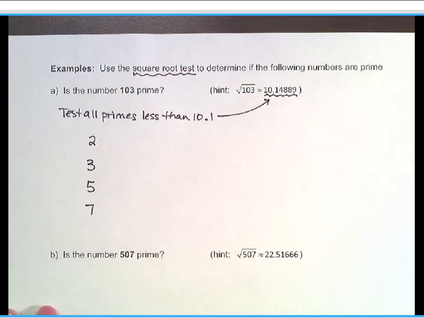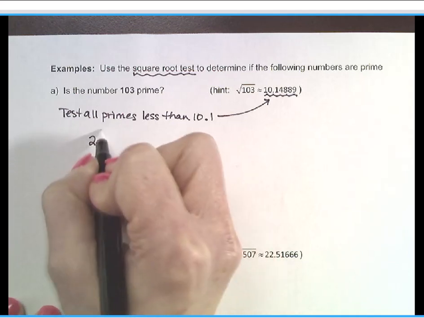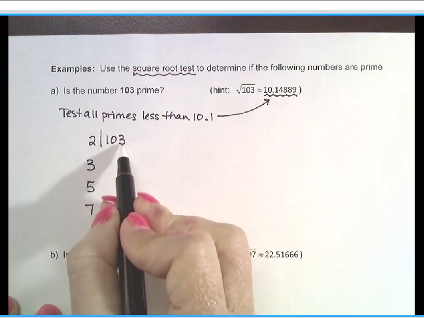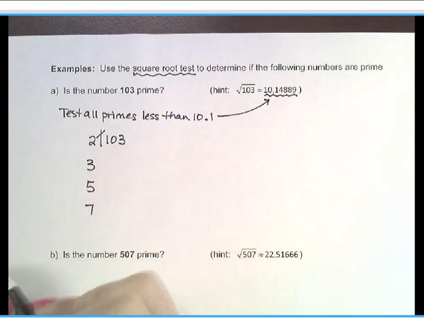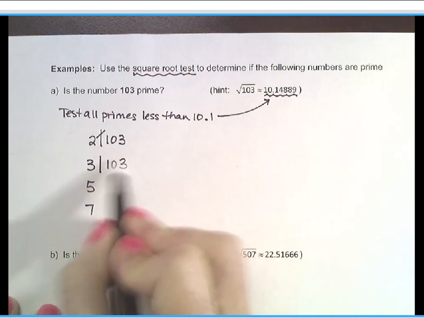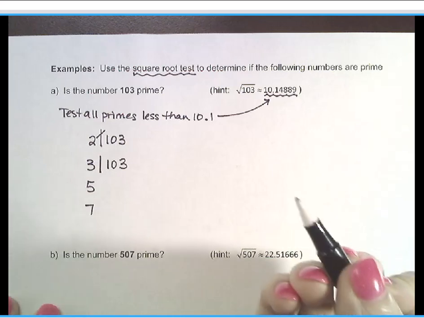So you just have to test the prime numbers. And you can use the divisibility rules to test them. That's the really nice part. So if I want to know, does 2 divide 103? Well, 103 is odd, so 2 doesn't divide it. Does 3 divide 103? Well, I don't know. Let's add up the digits. 3 plus 1 is 4. Does 3 divide 4? No.